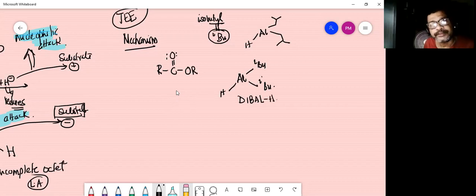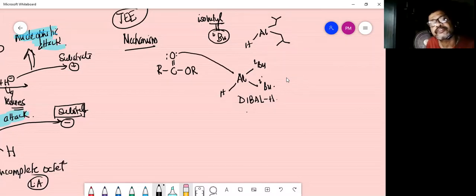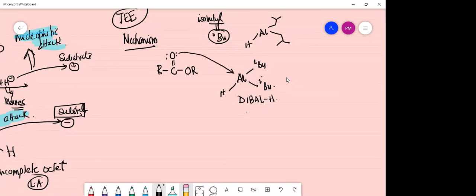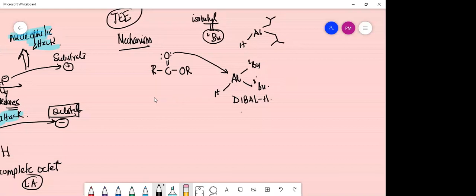Now, this particular reagent, DIBAL, is electrophilic in character because it has got an incomplete octet. It wants an electron. Yes or no? Yes, sir. So who has got these extra electrons? Oxygen has got these extra electrons. So the electrons of the oxygen come and attack the aluminium. Clear? Yes, sir.